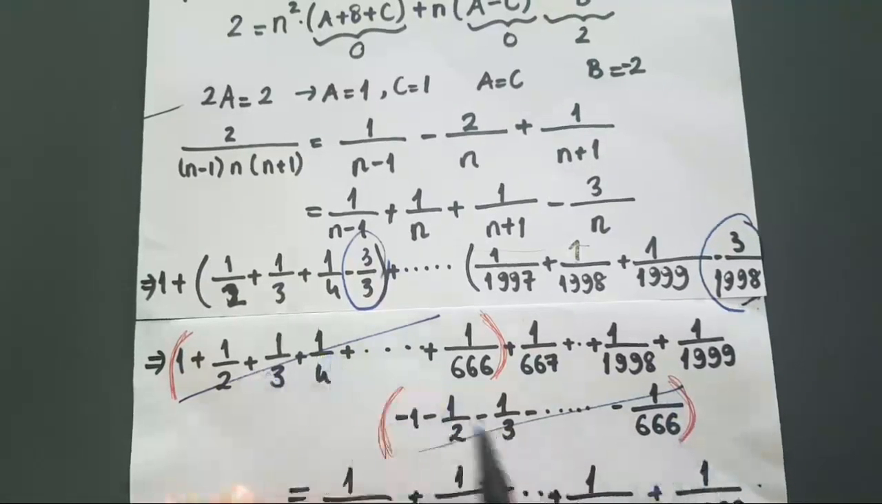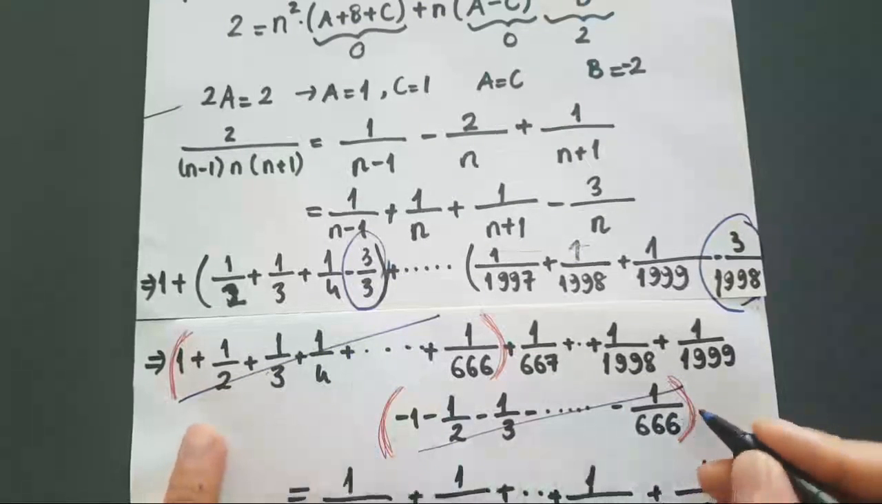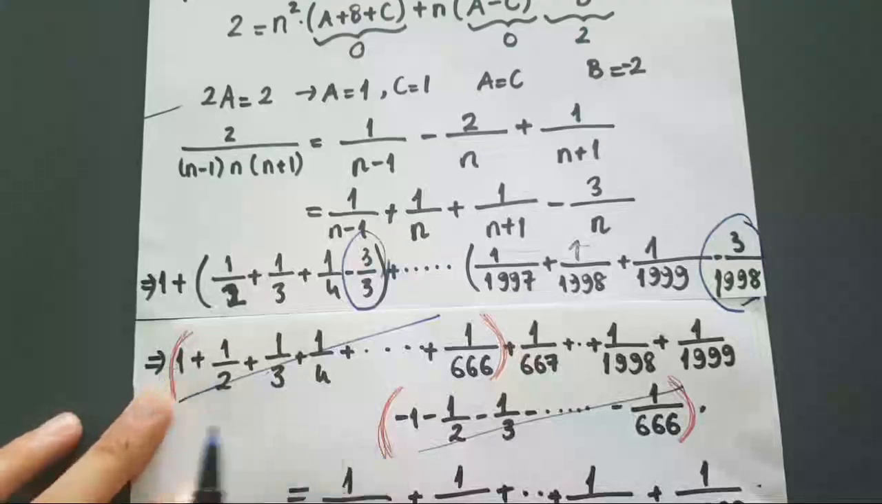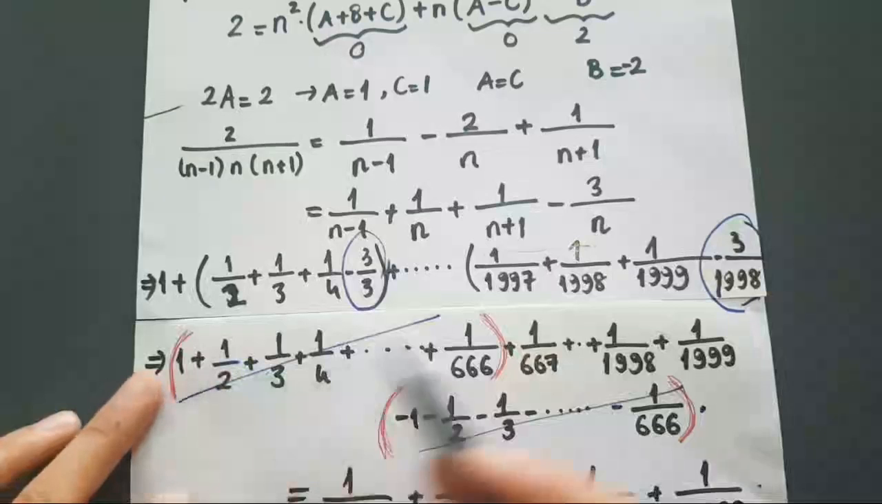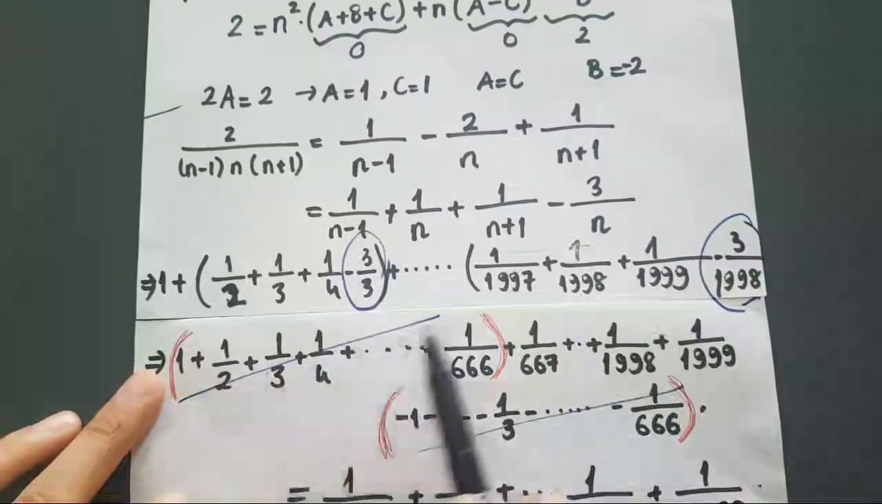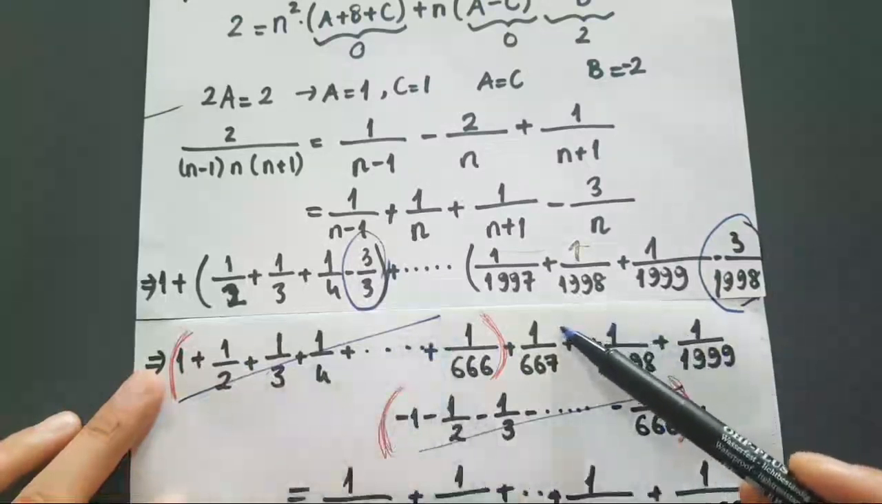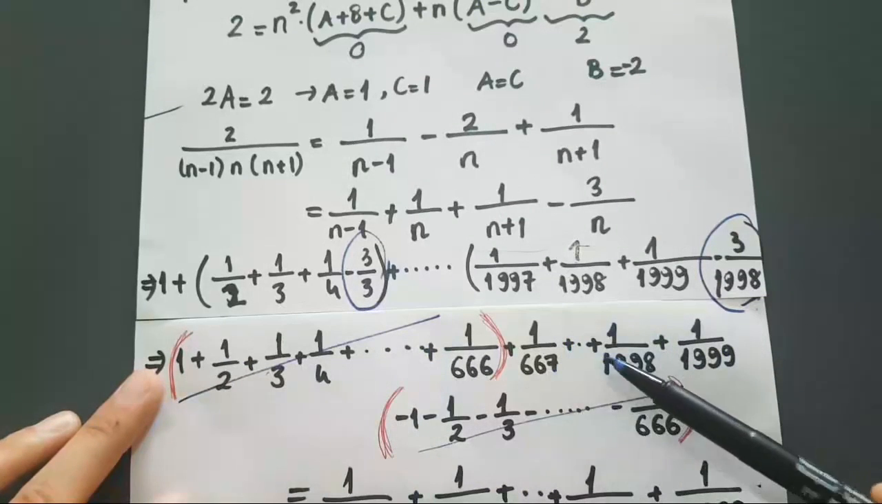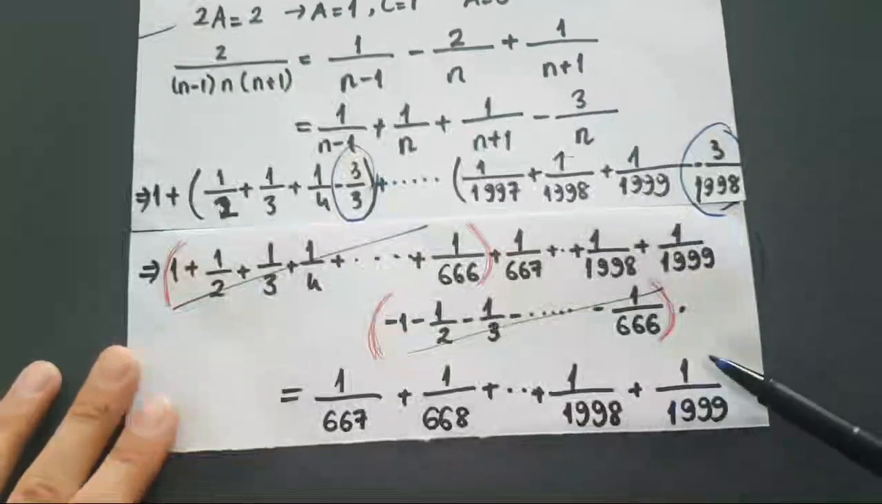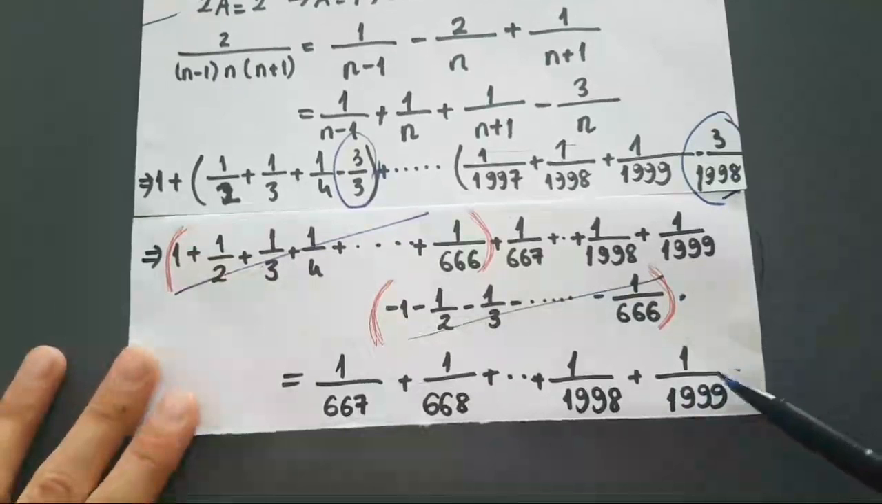Then you see, after you finish writing the terms on the left side, you will have opposite terms: 1 and minus 1, 1 over 2, minus 1 over 2. Group them from 1 to 1 over 666. You can cancel them all. So we have left 1 over 667, and so on, 1 over 1998, 1 over 1999 left, which is given on the right side of the equation.